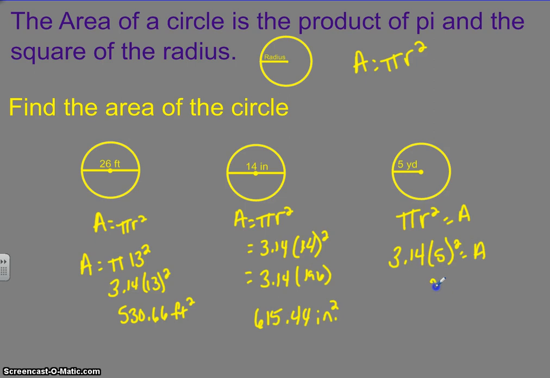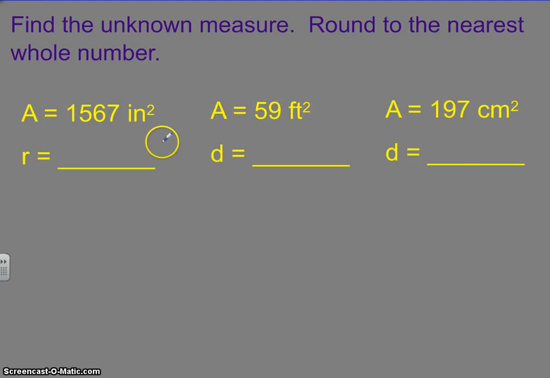We want to square that, so we get 25 times 3.14. That equals area. So 25 times 3.14 gives us 78.5 yards square, or square yards. Okay, that's dealing with area. Let's look at some other problems.